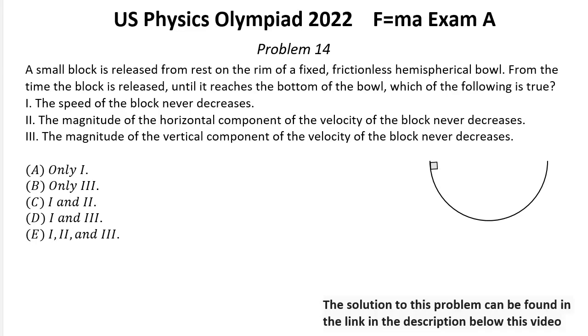Problem number 14. A small block is released from rest on the rim of a fixed, frictionless hemispherical bowl. From the time the block is released until it reaches the bottom of the bowl, which of the following is true? First, the speed of the block never decreases.